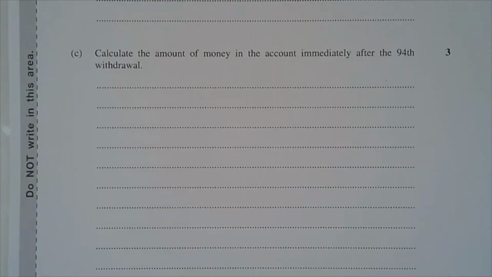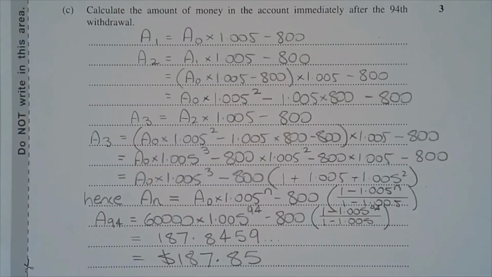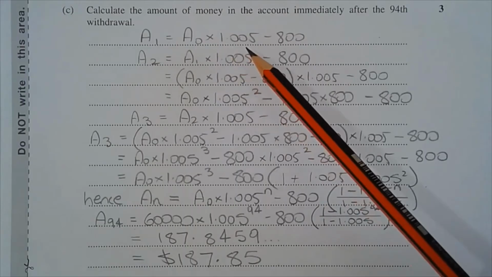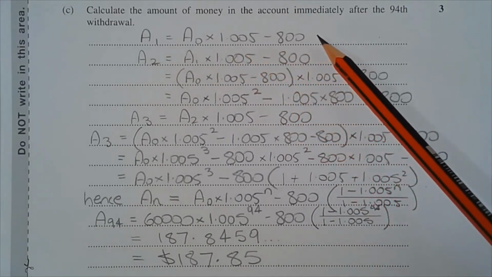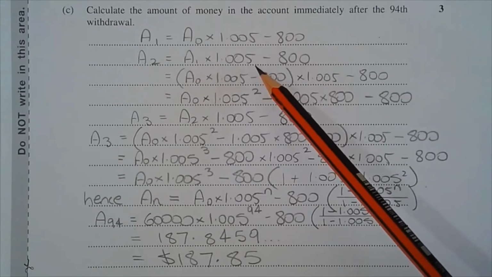Part C. Calculate the amount of money in the account immediately after the 94th withdrawal. The solution to this problem involves the sum to n terms of a geometric progression. Using the recurrence relation, A1 is equal to A0 multiplied by 1.005 minus 800. Now A2 is equal to A1 multiplied by 1.005 minus 800.